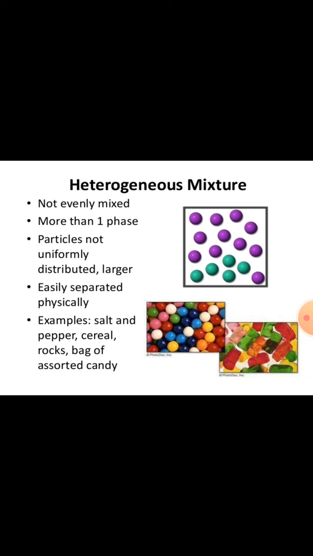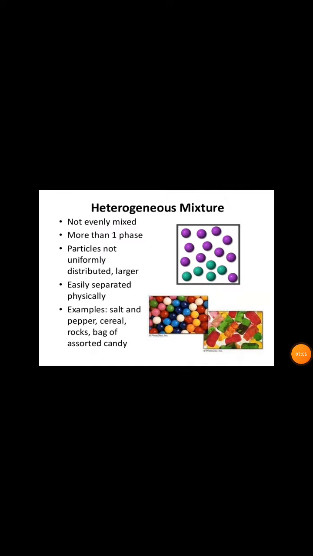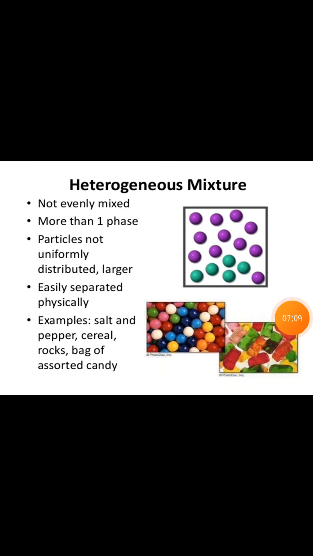That means the particles present in this mixture are not evenly mixed together, and more than one phase is present in the mixture. The particles are not uniformly distributed and the particles are of larger size. In a homogeneous mixture, the particles cannot be separated and the particle size is very small. But in a heterogeneous mixture, the particle size is larger and we can separate the particles easily.